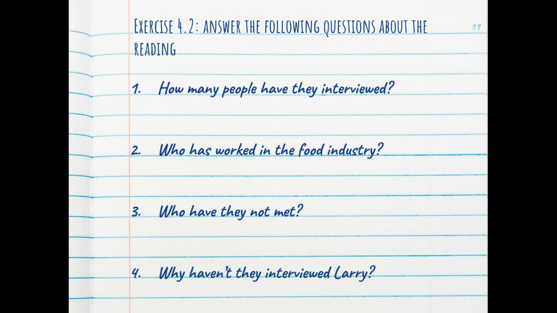We have these 4 questions. The first one is, how many people have they interviewed? Who has worked in the food industry? Who have they not met? Why haven't they interviewed Larry? Okay, so with this exercise, it should also take you about 10 minutes because you have to read and double check your answers, and you would have completed this lesson.